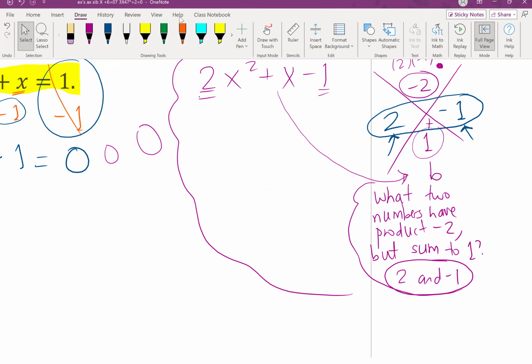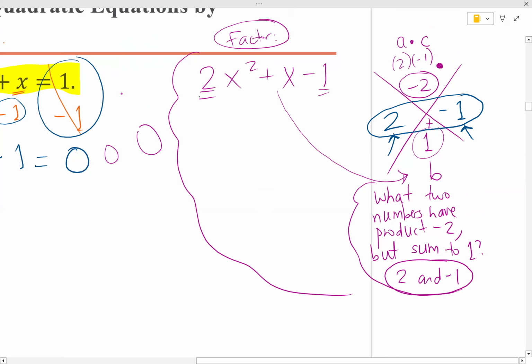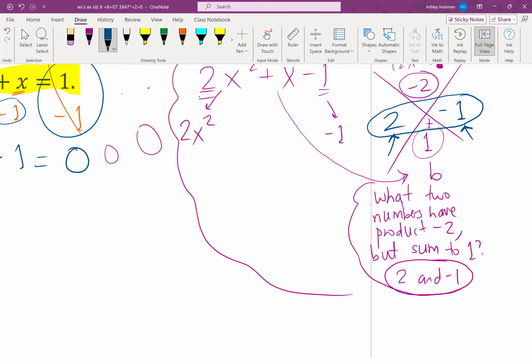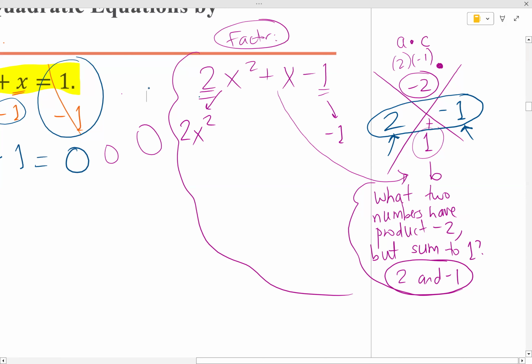The process might look a little different, but by the end, it'll look the same. I'm going to rewrite the first term and rewrite the last term. They stay the same. But then the middle term is going to break into 2 terms, each of which has the coefficients that we wrote over there.